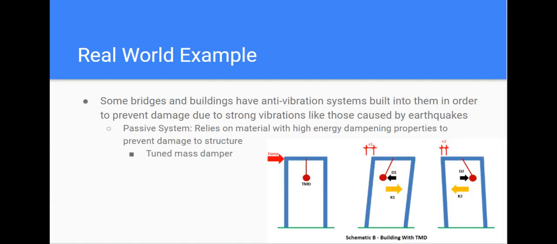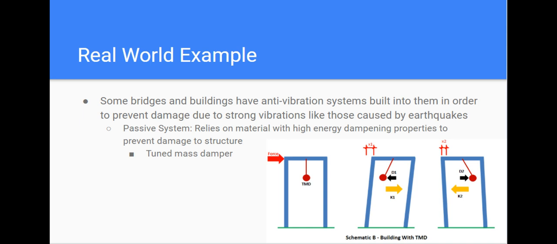One place that passive control systems are used in the real world is in the construction of buildings and bridges. When strong winds or earthquakes occur near structures, the vibrations that result can be destructive to the structure and cause it to collapse or become damaged. One way to help the buildings adapt to these environmental changes is to include materials with high energy dampening properties, such as rubber, in the construction of these structures, in order to dampen vibrations.